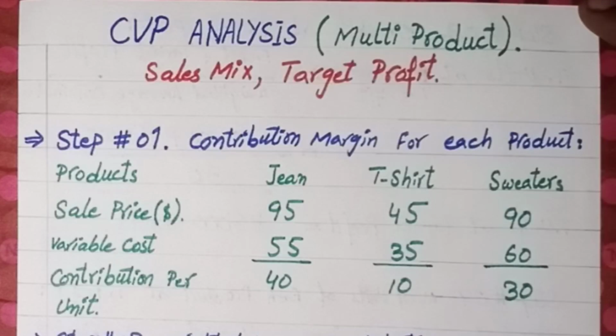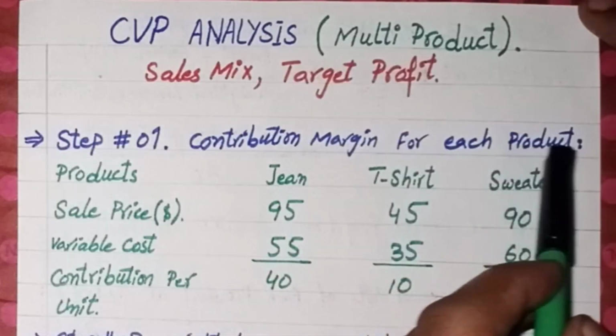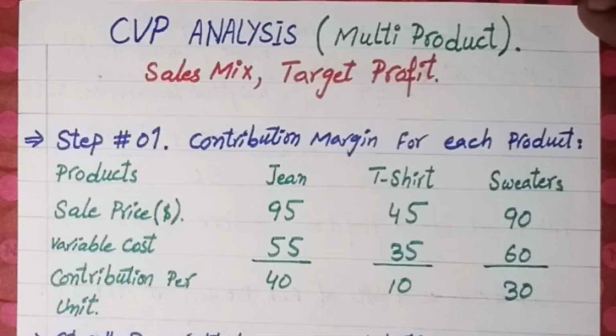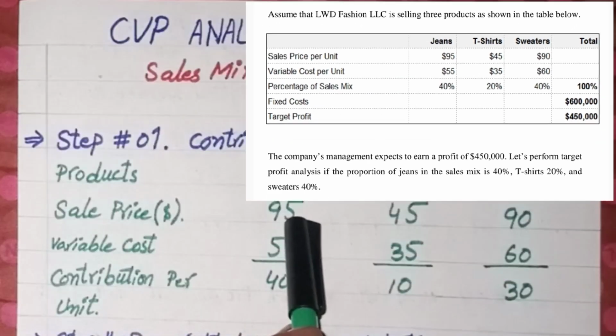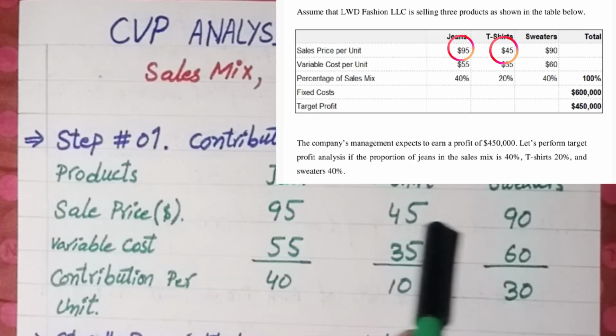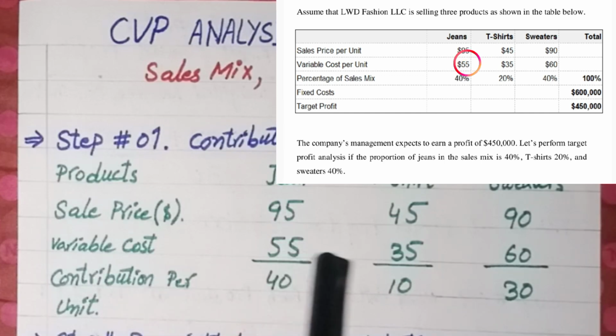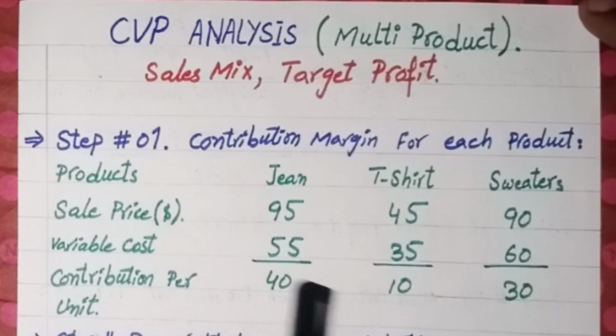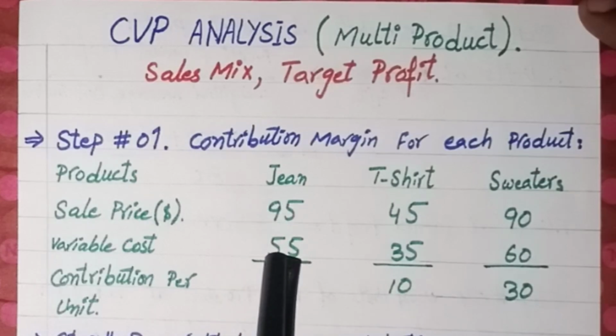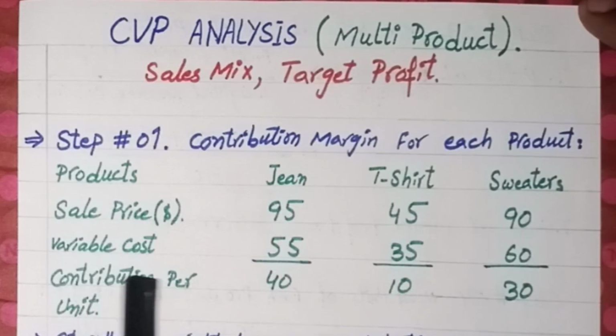In step number 1, we calculate contribution margin for each product. It is very easy. First, we mention sale price of each product: 95, 45 and 90, and variable cost of each product: 55, 35 and 60. After that we take the difference between both these values and calculate the contribution margin per unit for each product. For the first product it is 40, for the second 10, and for the third 30.